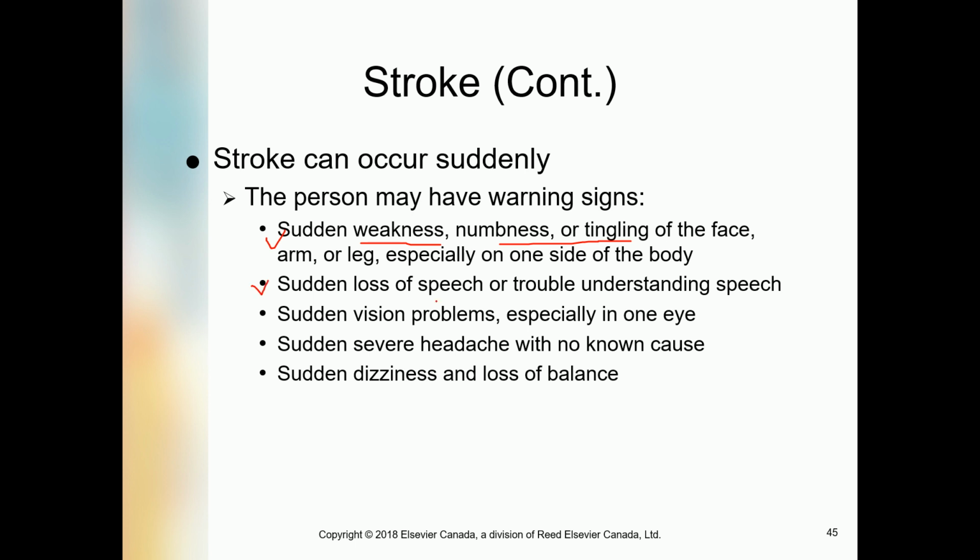Another is sudden loss of speech. People cannot verbalize the words, and have trouble understanding what other people say. The cognitive function of the mind is impaired. Sudden vision problem, people see yellow color, sometimes the vision is impaired, especially in one eye. Sudden severe headache. Remember, every headache is not normal. Sometimes a severe headache may be stroke with no known causes. Sudden dizziness, people feel faint, and with loss of balance, people fall on the floor.